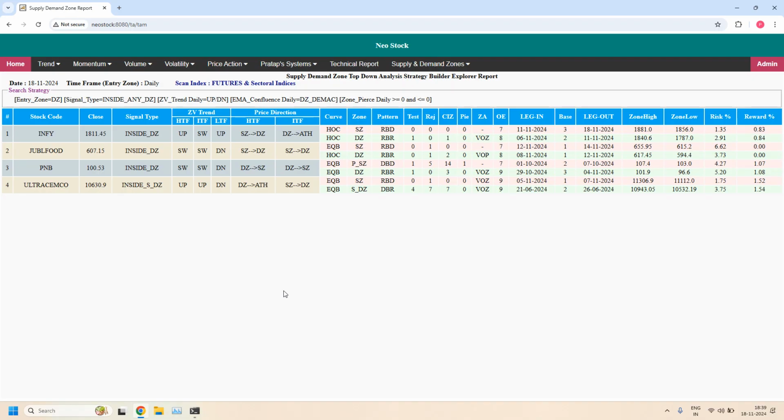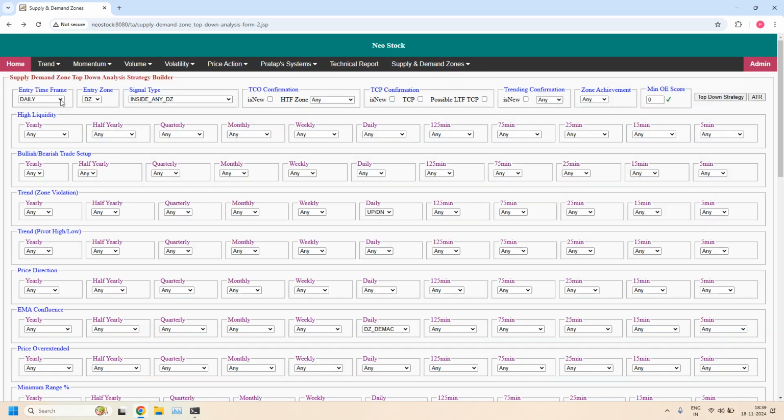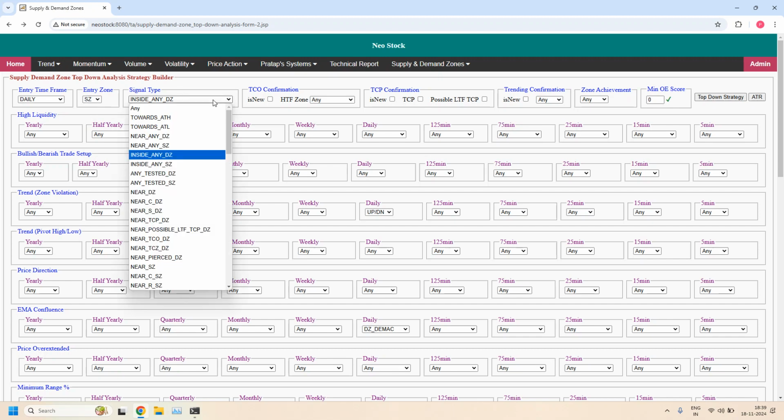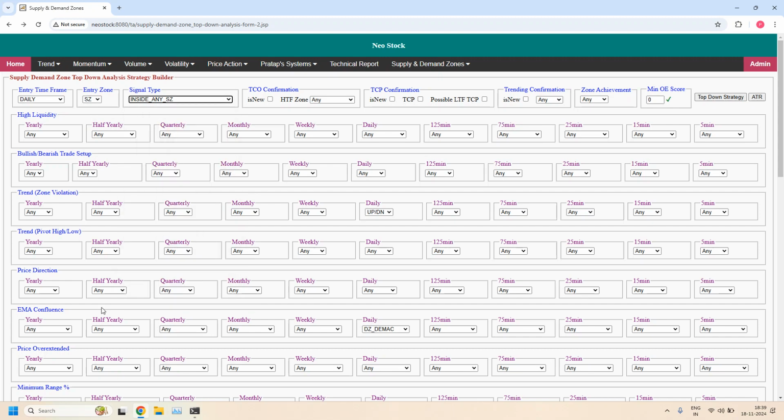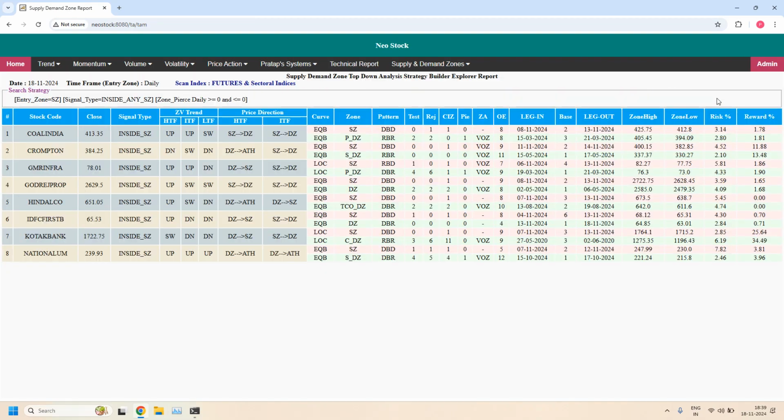Okay, now let's look for price closed inside daily supply zone. I'm going back. So daily time frame, supply zones, entry zone, and it should be price closed inside the daily supply zone, and the trend filter and EMA filter let us remove. I'm removing the EMA filter. Next, trend filter also removed. Let's filter. We got 8 stocks. In all these 8 supply zones, currently prices are closed. These are the daily supply zones.